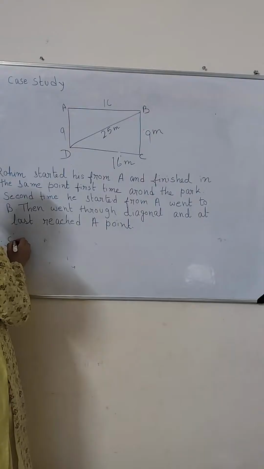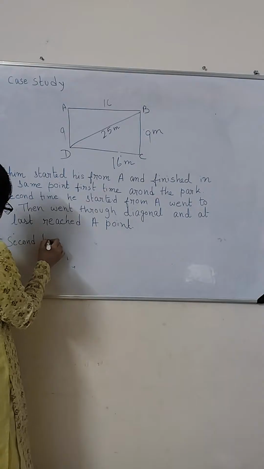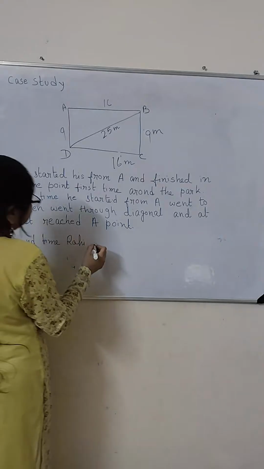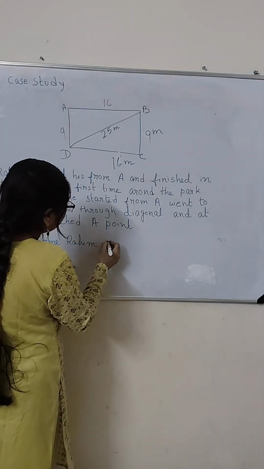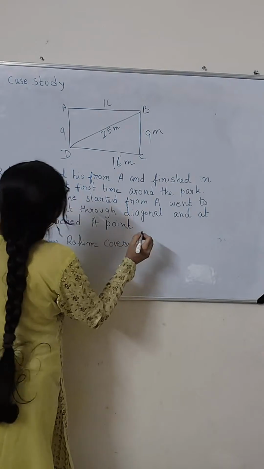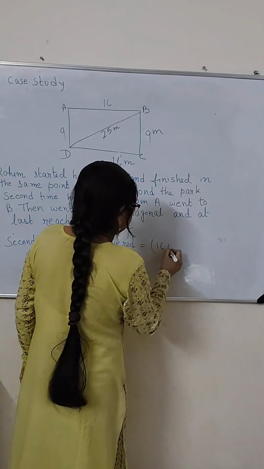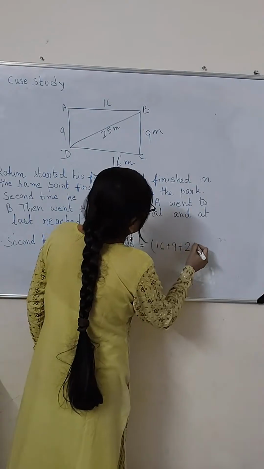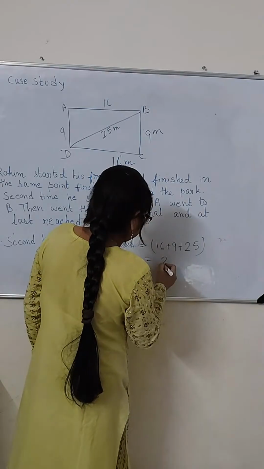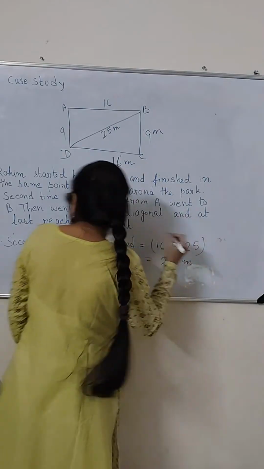So I write: second time Rahim covered how much? 16 plus 9 plus 25, it is 50. It is also 50 meter.